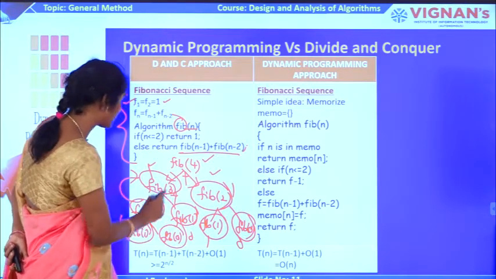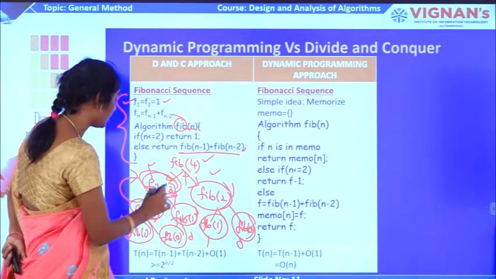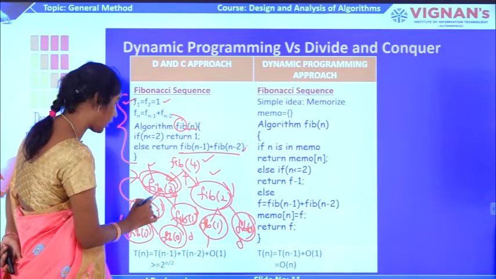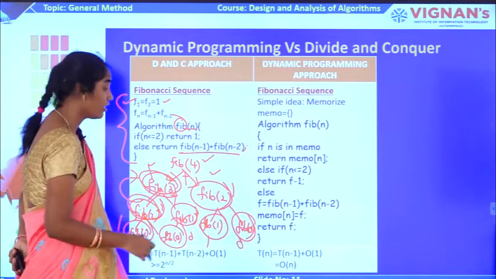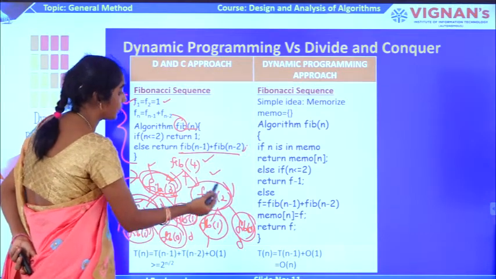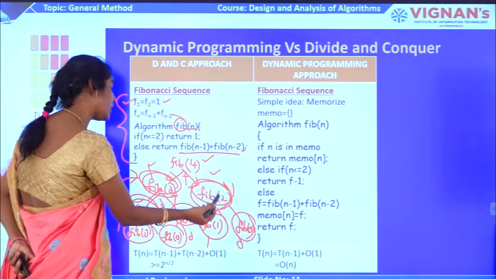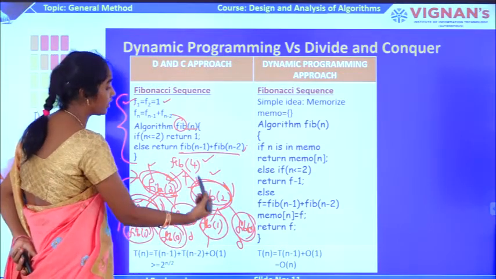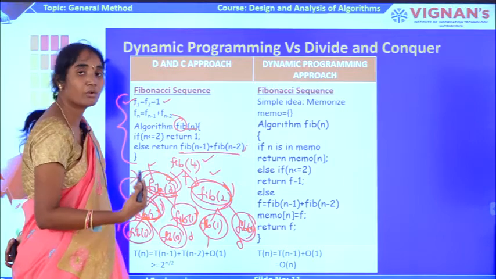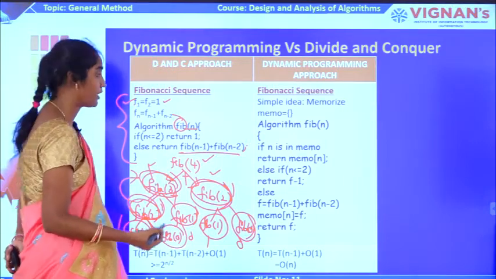Whereas here, if you have seen clearly, this fib of 3 requires fib of 2, right? So here also in the right subtree I am finding fib of 2 alone. Here also I am finding fib of 2 separately, here also I am finding fib of 2 separately. So it takes a lot of time, right?